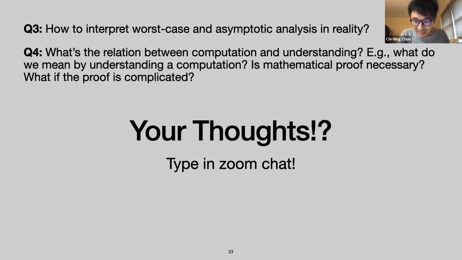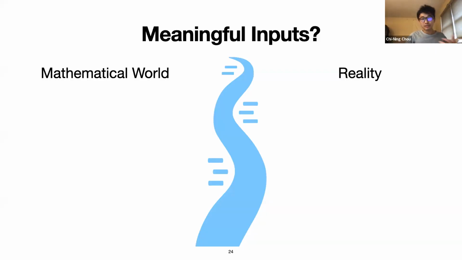Okay, great. There's also lots of discussion, but due to the time limit, I probably have to move on, and maybe in the next lecture, I'll provide more time for people to discuss. But let me quickly say something about my own response to these two questions. For the first one, how to interpret worst case analysis or asymptotic analysis in theoretical CS and its connection to reality.